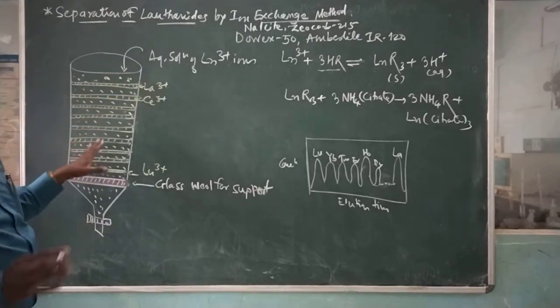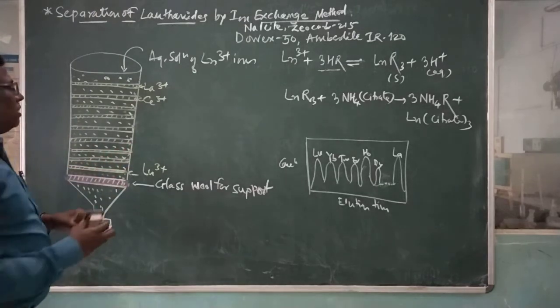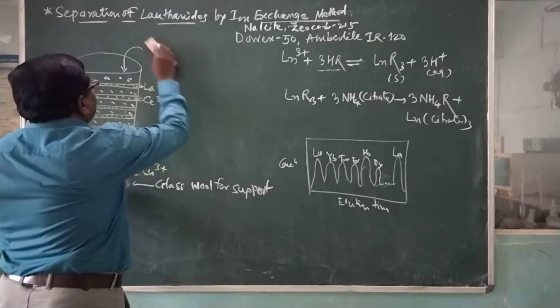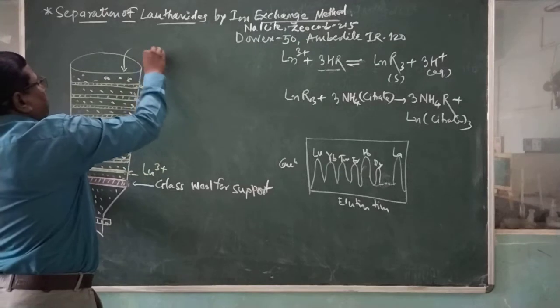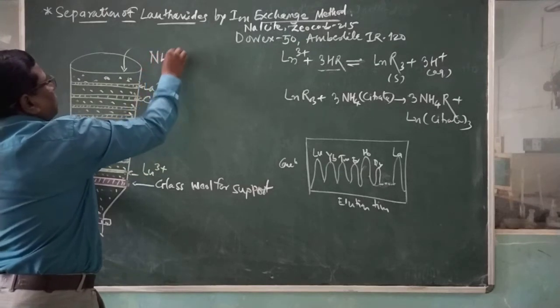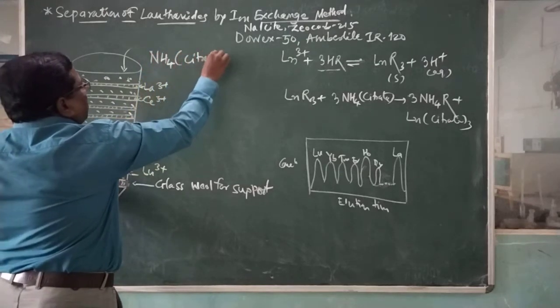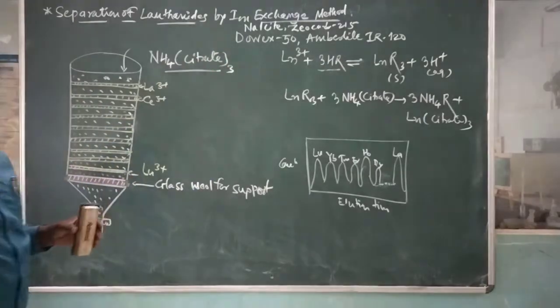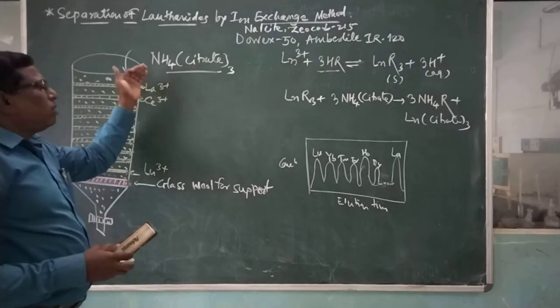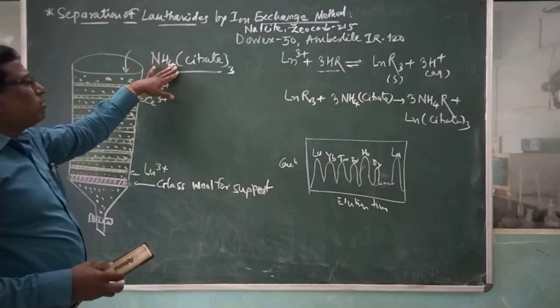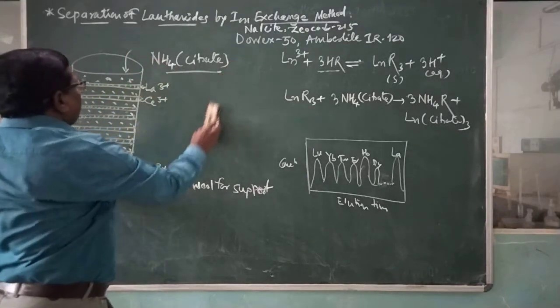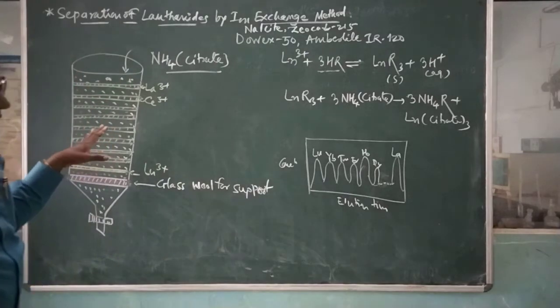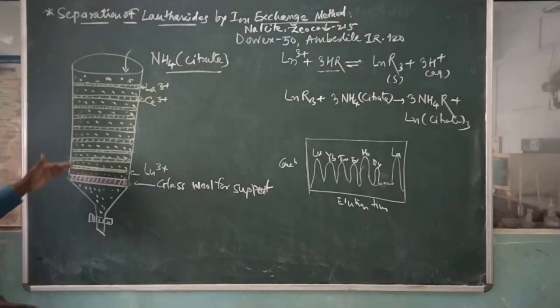Again, you should add the ammonium citrate solution. Here the ammonium citrate solution, NH4 citrate, is added from the top. When we have added the ammonium citrate from the top, at that time each band can be separated.